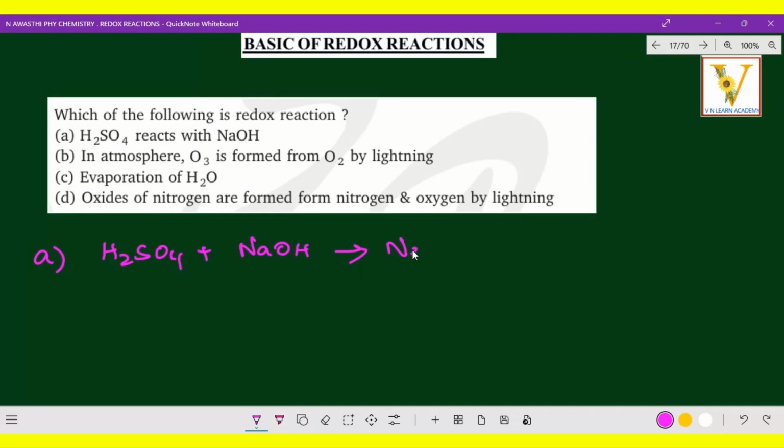It is a neutralization reaction. So naturally, in a neutralization reaction, the oxidation state will be the same. So this will not be the correct option, right?